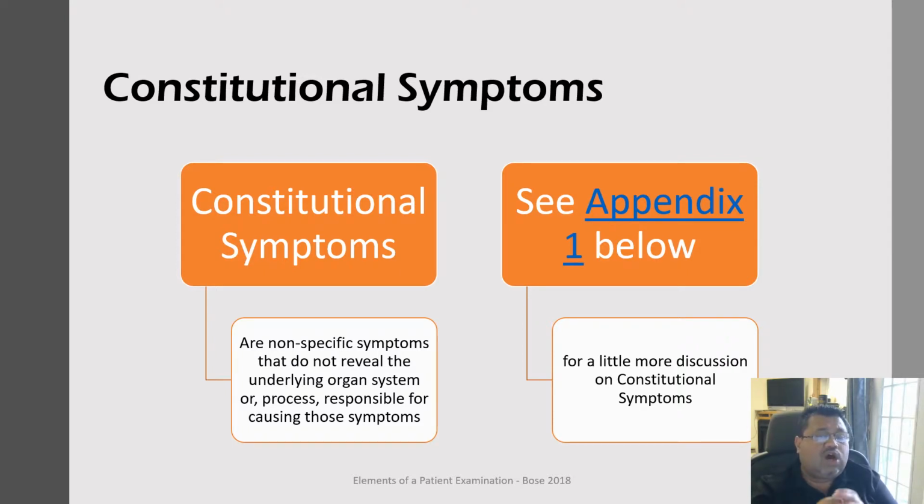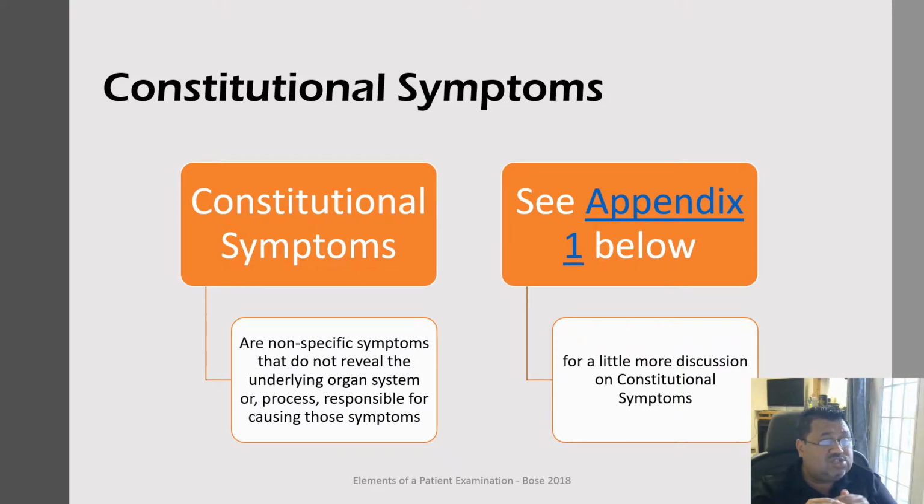So, constitutional symptoms are a specific type of symptoms. These are a generic, non-specific symptom that does not tell us which underlying process or organ system these symptoms are coming from. So, what are these constitutional symptoms? For that, I want you to look at an appendix in this presentation, which is Appendix 1, and it is hyperlinked from this particular slide. We'll give you a little bit more idea of what constitutional symptoms are.